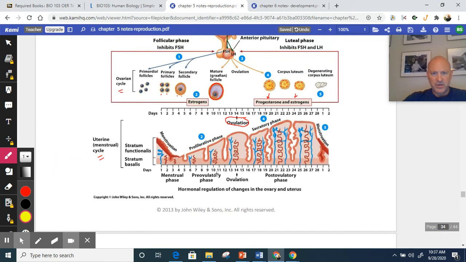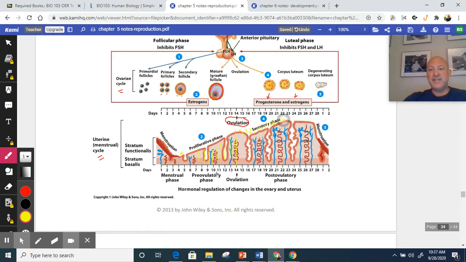Day 2 is here. Day 13 is about here. What's happening here? Well, this is the proliferative phase. So the endometrial layer is getting thicker and thicker and thicker. All right. As the estrogen levels come down, progesterone levels are increasing, and we enter into the secretory phase.